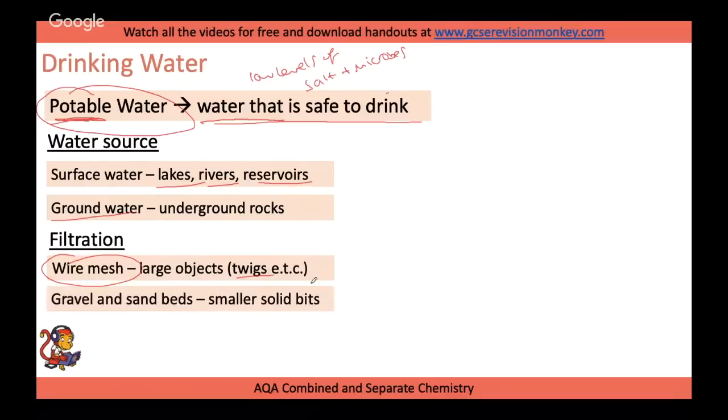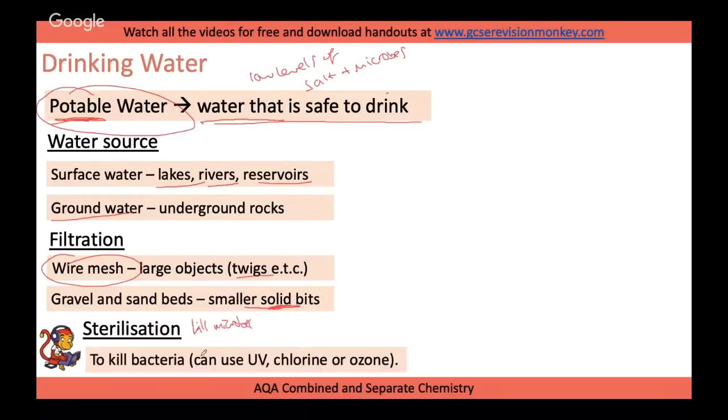Then we have to filter out the smaller solid bits. So we put that through a gravel and sand bed. So the water is filtered through there and other solid bits like smaller twigs and leaves and things will be removed. And then finally, we need to sterilise it to kill microbes. And there are several ways we could do that. We could use ultraviolet light that has enough energy to kill the bacteria. We could bubble it through with chlorine or bubble it through with ozone gas as well. So either of those methods or all of them we might use to sterilise the water. Then it's potable and safe to drink, and we can put it through our taps.